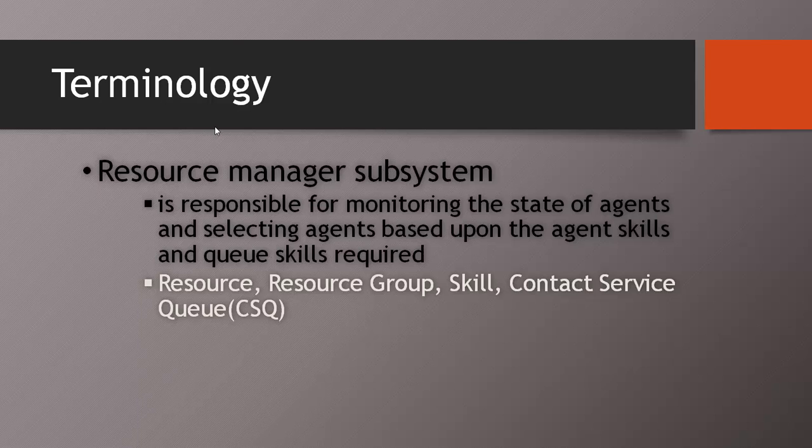Contact service queue. The contact service queue will tell you how to route the call to the agent. Is it based on the resource group, or is it based on the resource skill of an agent? The call can be sent to the agent who has been idle for the longest time, or it can be linear or round robin, or to agents who have more skill. All these parameters can be defined in the contact service queue.